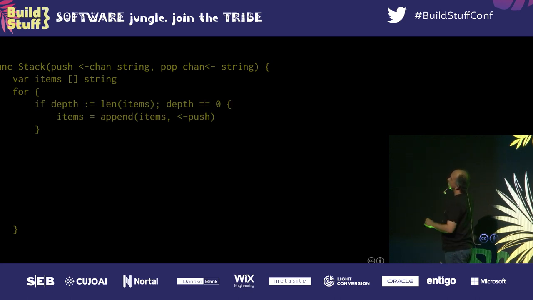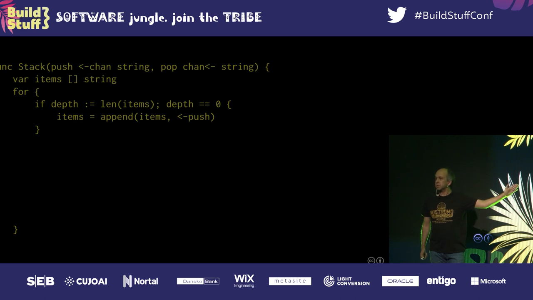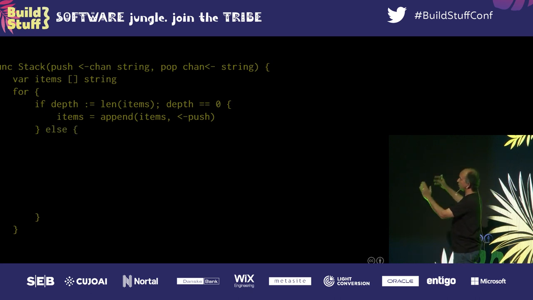And this is the first bit. If it's empty, if the depth is zero, then the only thing we can do is receive on the push channel. Somebody must be pushing to us. We are not listening to any questions about pop. They are dead to us, or they are deadlocked to us, okay? Now, I've got the alternative. What if it's not empty?